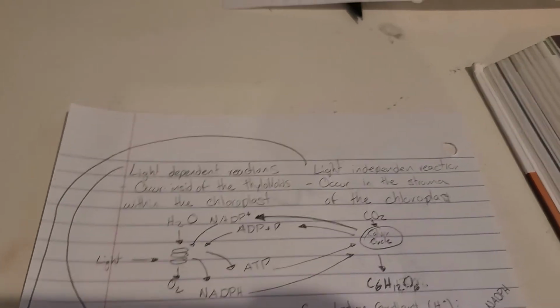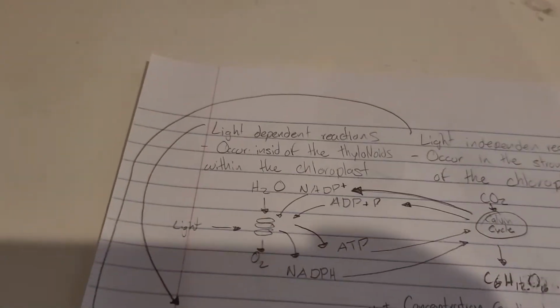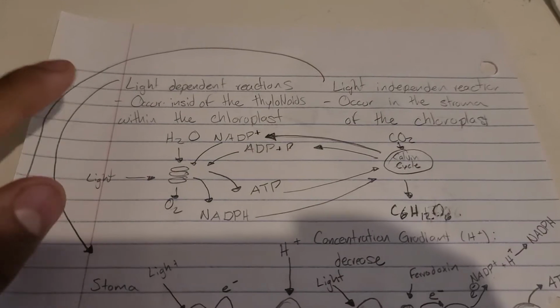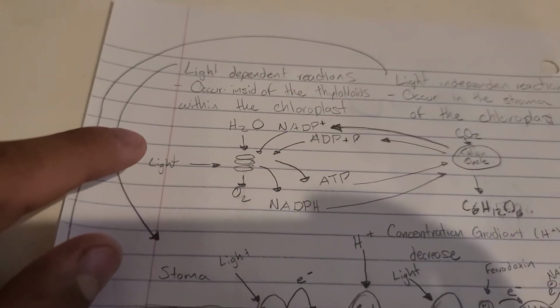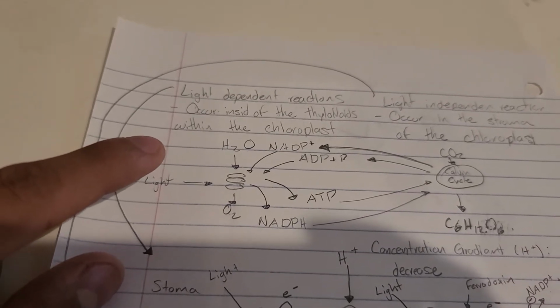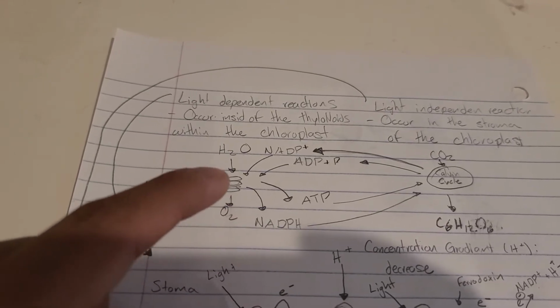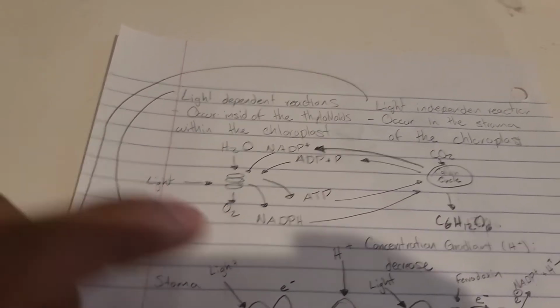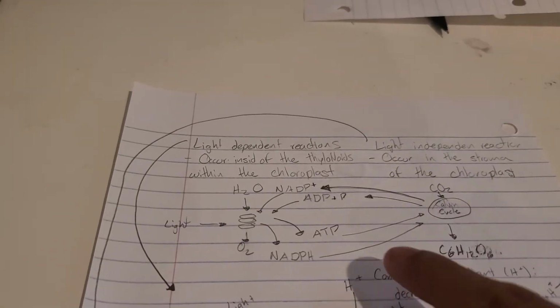Going more into the reactions in the chloroplast, you have two types of reactions: the light dependent reactions and the light independent reactions. The light dependent reactions occur inside of the thylakoids within the chloroplast. Both light dependent and light independent occur in the chloroplast, but light dependent occurs in the thylakoids.